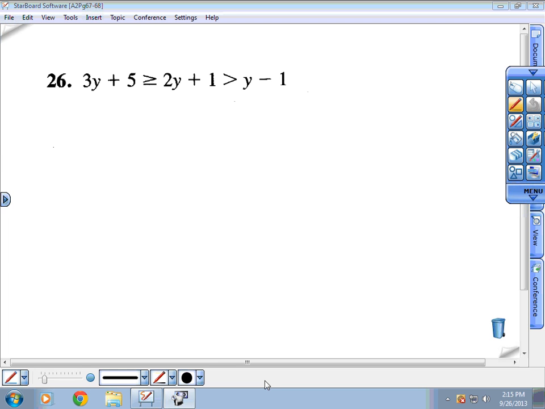Now here's a problem where we have another conjunction. You might not recognize it, but if you look at it, we have a less than or equal to sign and a less than sign. We have two signs. So we read this from the center out.